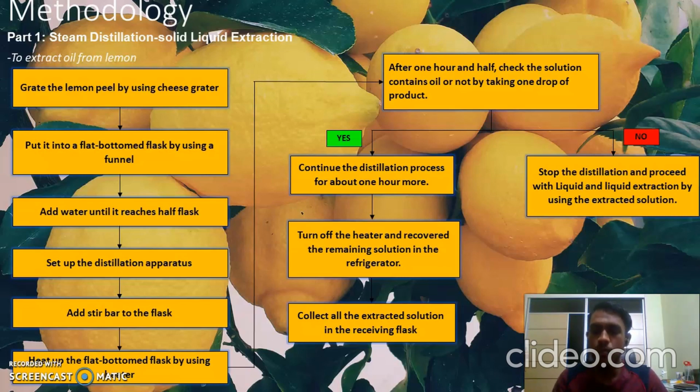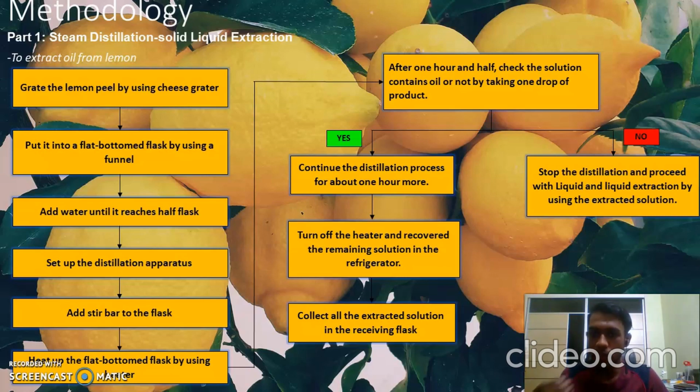The function of the stir bar is to prevent overheating. When there is a continuously stirring bar, the heating process will be consistent. Next, heat up the flat bottom flask using the heater, and after 1 hour and a half, check whether the solution contains oil or not by taking drops of the product that you achieve. If yes, continue the distillation process for about 1 more hour, and then turn off the heater, recover the remaining solution in the refrigerator. Collect the extracted oil in the receiving flask.